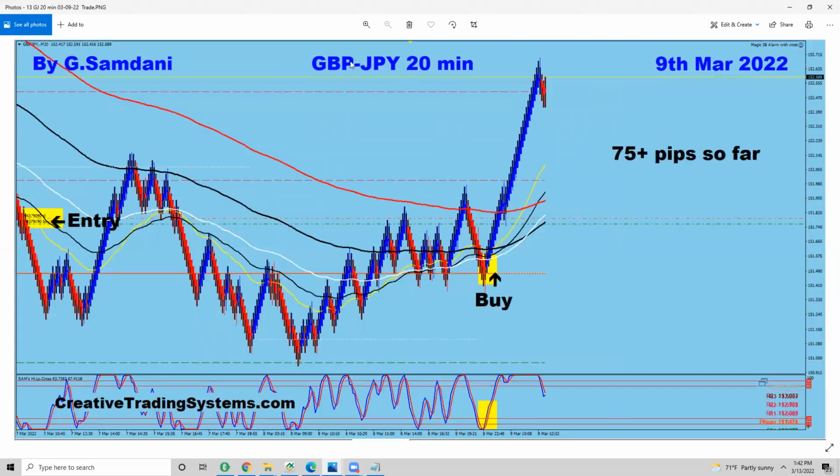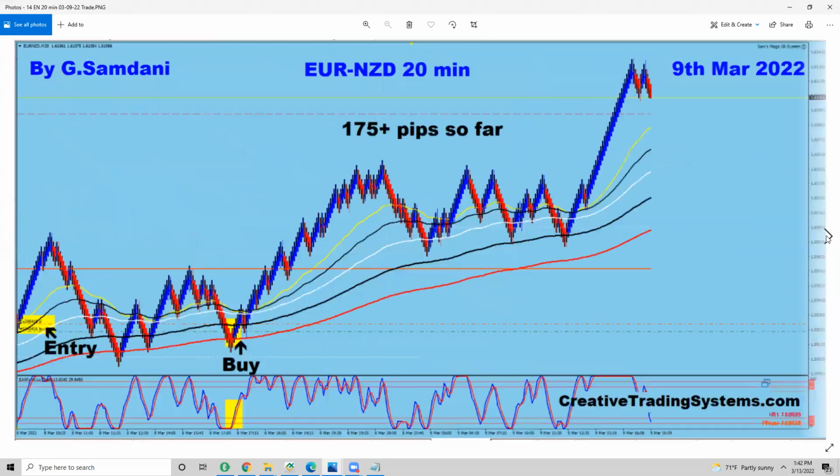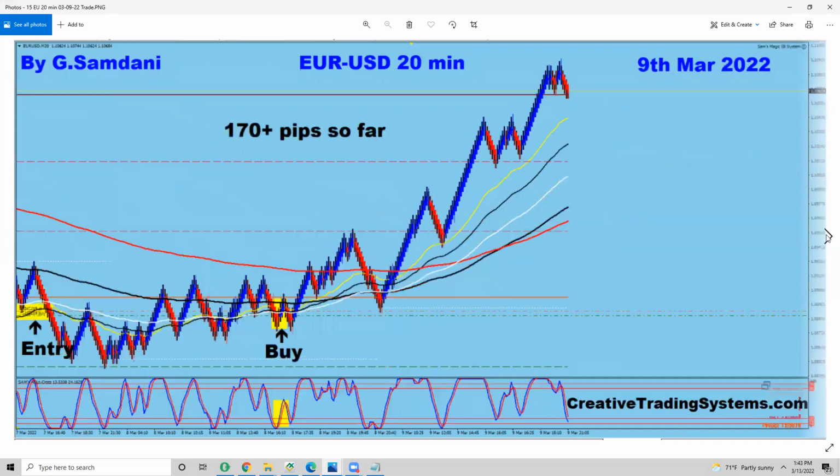On the 9th, again, Pound Yen. This is how it is, 75. On the 9th, Euro NZD, entry was on the 8th and continued in the 9th, 475. Right? Okay, on the 9th, Euro USD, long trade here, buy order here, and for 170 pip.